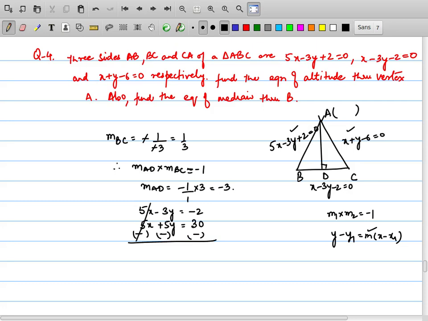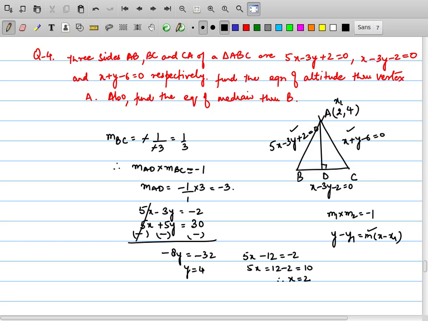This goes, and this is minus of 8y, and this is minus of 32. Therefore, y comes out to be 4. If y is 4, we can substitute in any of the equations. 4 3s are 12 is minus 2. 5x is equal to 12 minus 2, which is 10. Therefore, x is 2. Therefore, the point of intersection of these two lines is 2, 4.